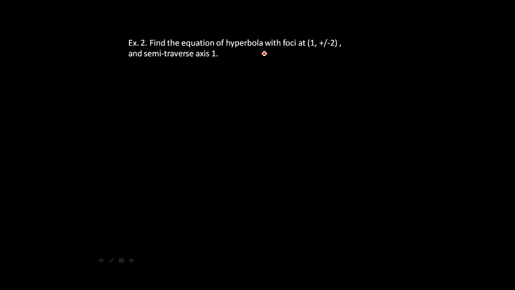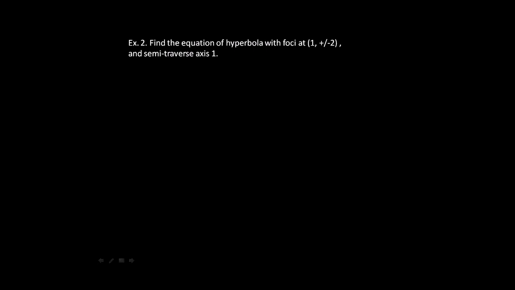Now let's move on to a slightly more complicated example. So here in the example, the question is to find the equation of the hyperbola with foci at (1, ±2) and semi-transverse axis 1. Okay, so to begin with, again, let's plot out the rough sketch of the hyperbola.